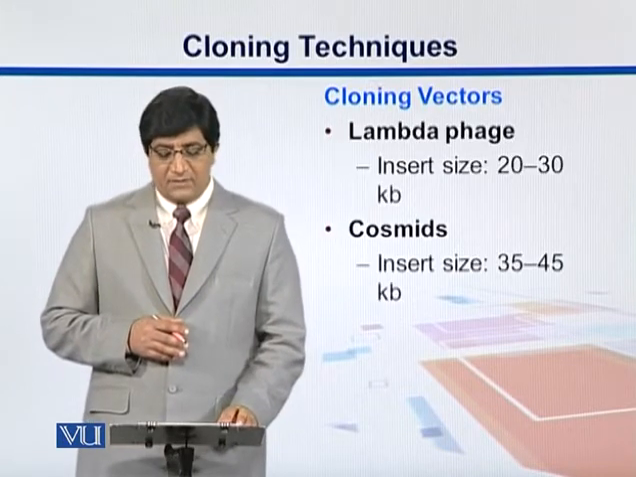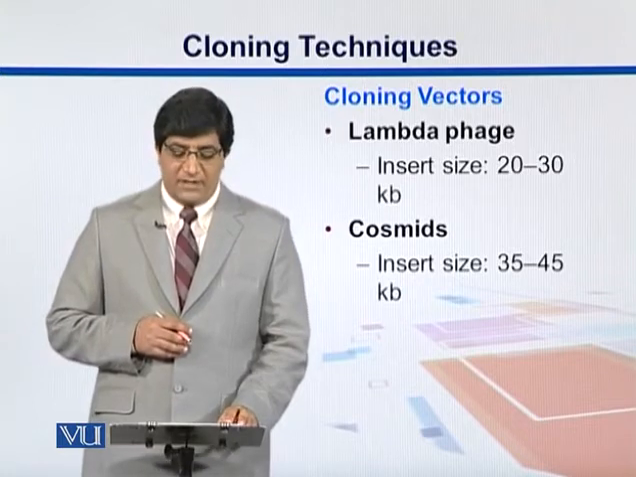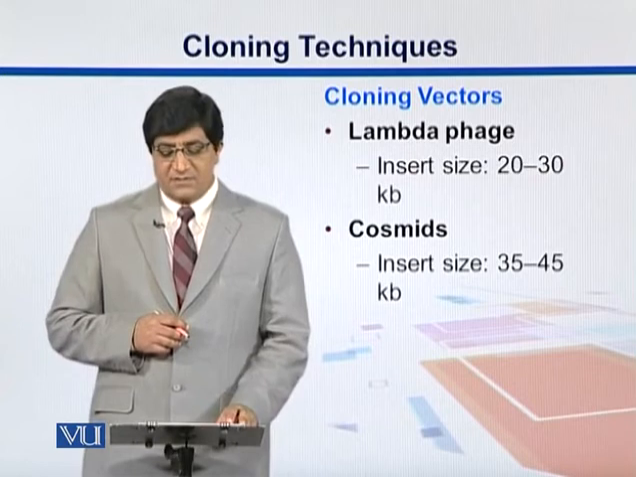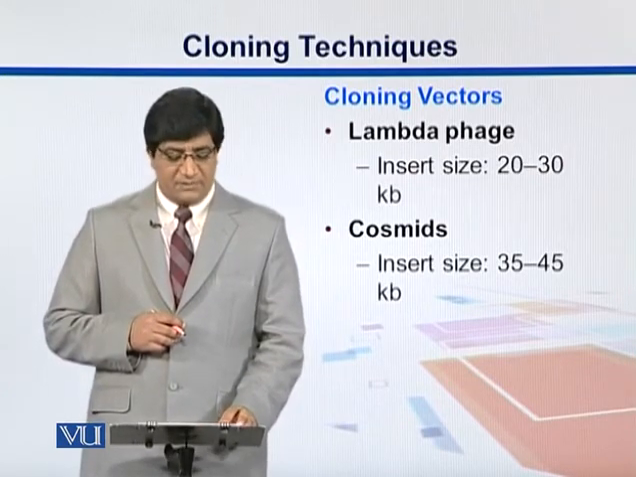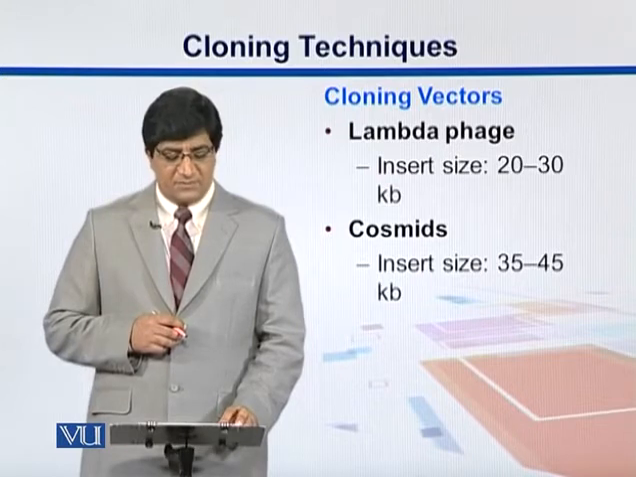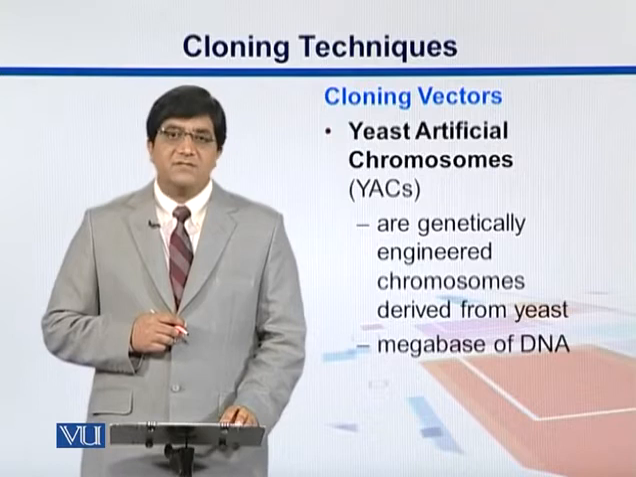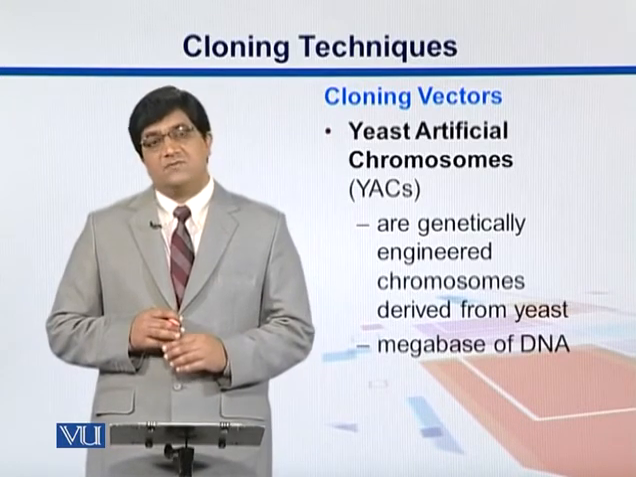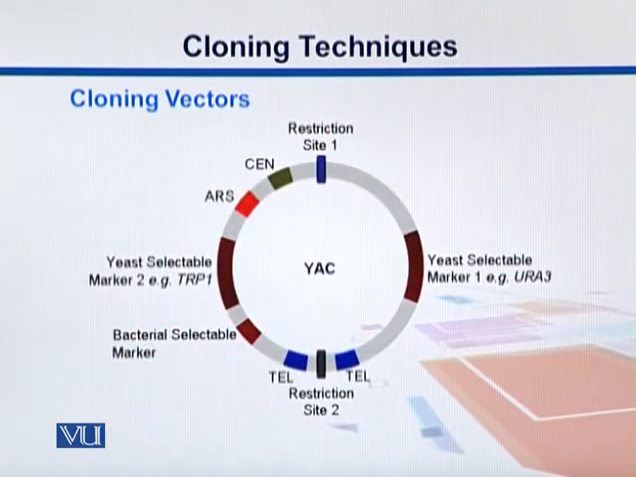So we can clone entire genomes, or sometimes we can have chromosome parts in a clone. There are different types of cloning vectors. For example, lambda phages are derived from viruses. Sizes are 20 to 30 kbs. Cosmids can take up to 35 to 45 kbs. They are good for smaller fragments. For larger fragments, there are genetically engineered chromosomes from yeast, which can take a large insert size.